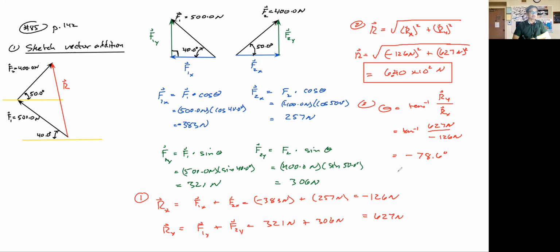Now, what we need to do here is, because there could be other angles besides negative 78.6 degrees, this is the reason why the sketch is going to be important. This is going to be 78.6 degrees above the negative x axis. Okay, and so that will be the final answer. So the two answers here are this length right here and that direction right there.